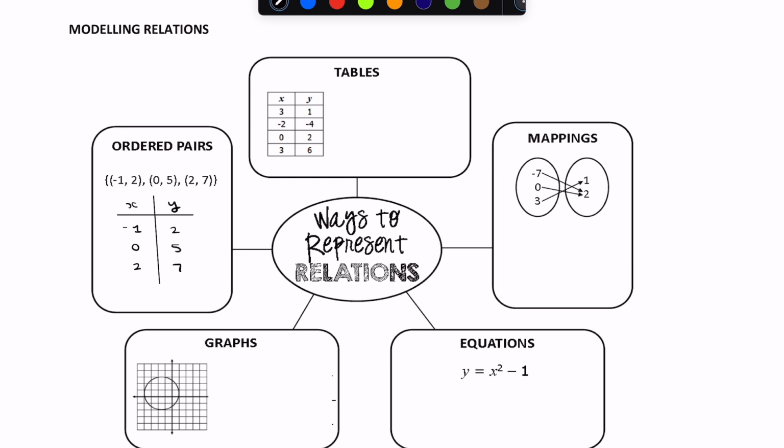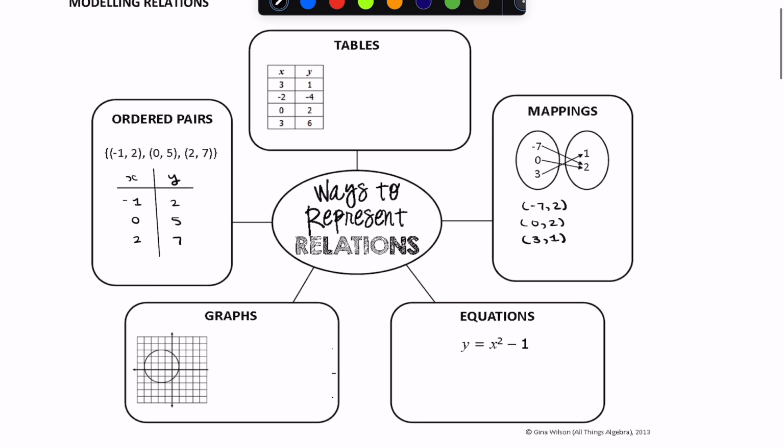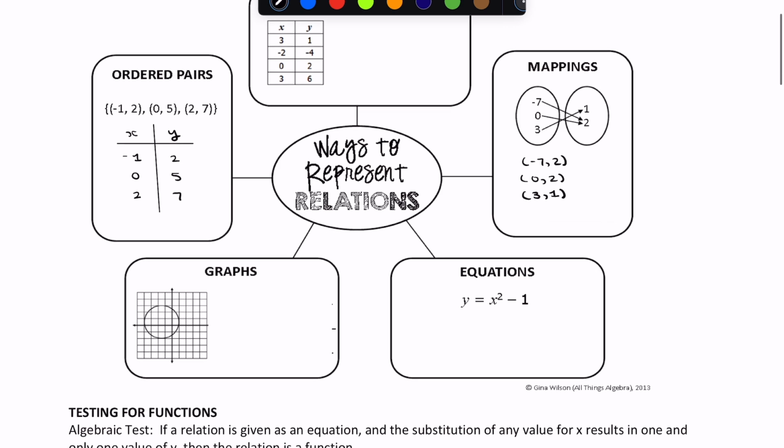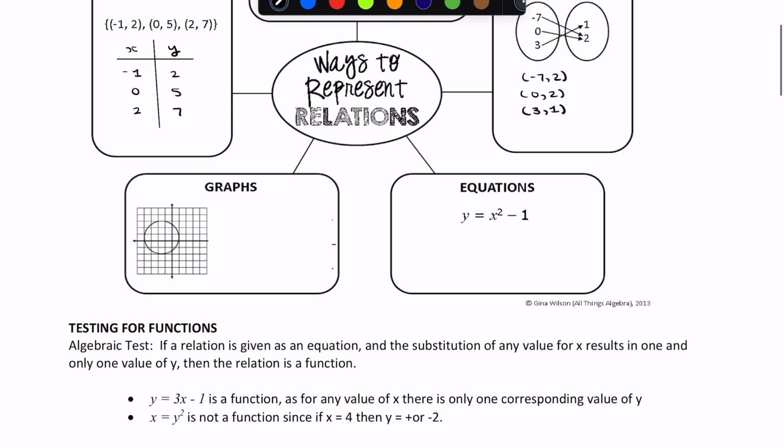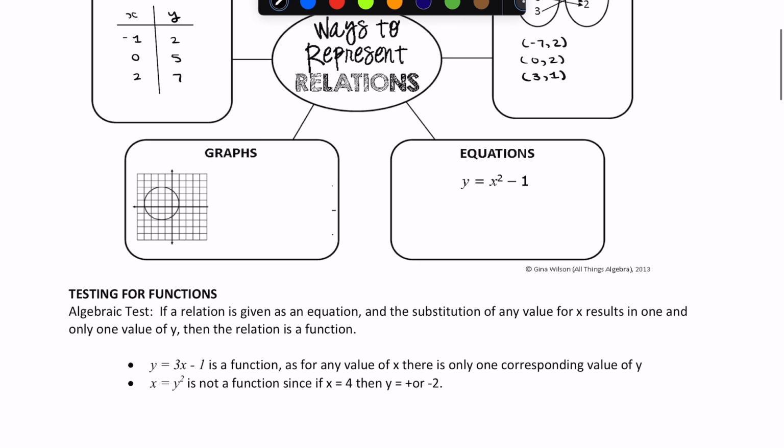And same thing with these mapping notations. So here we have -7 and 2, so we can easily change them into ordered pairs: (-7, 2), (0, 2), and (3, 1). And we can do that with all the other ones as well. It's just showing that there are so many different ways to model relations, and they're always interchangeable, and you can use them to represent the relation in the way that shows it best.